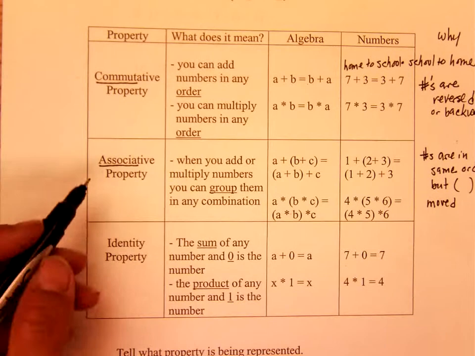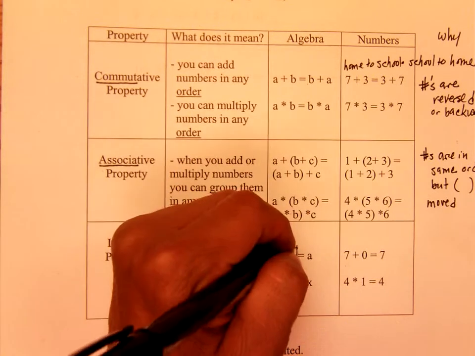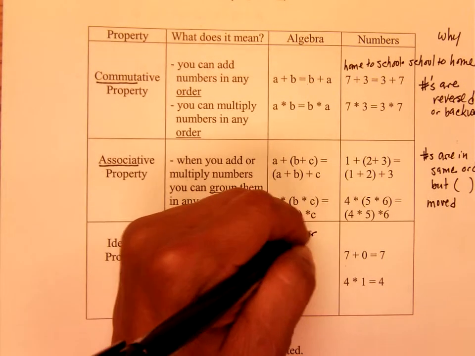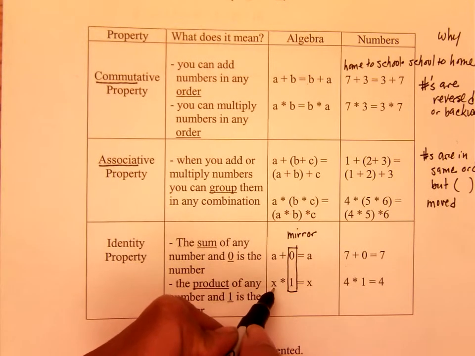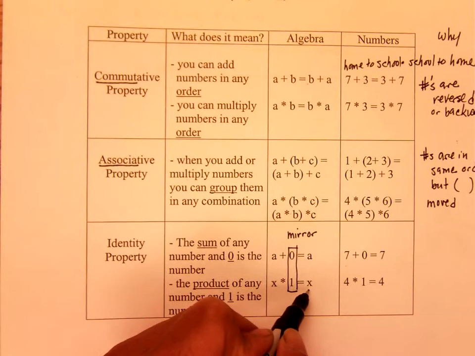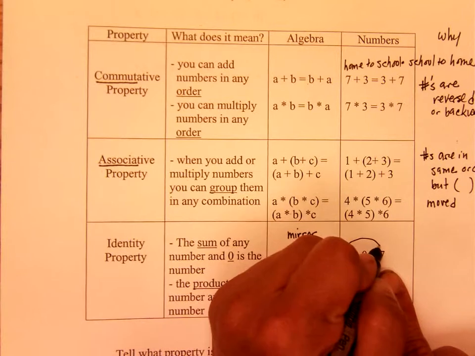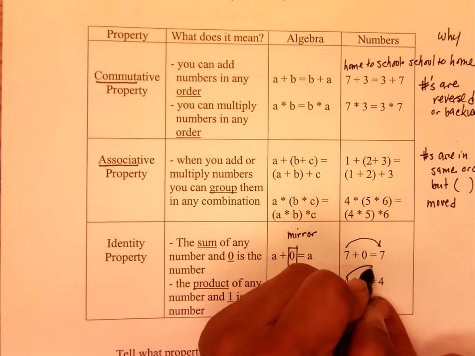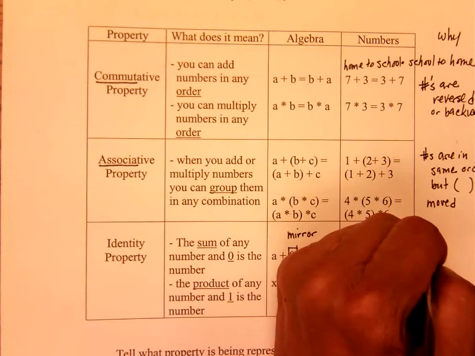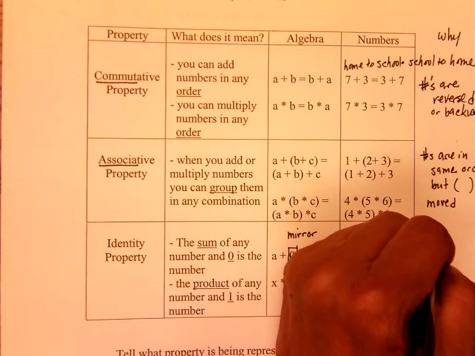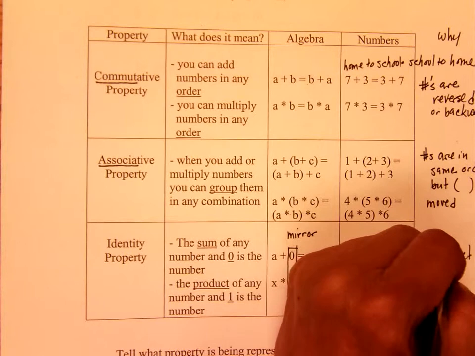Okay, identity. I always think of identity as being mirrors. So these right here are your mirrors. Because when you look in a mirror, what do you see? You usually see yourself. So A looks in a mirror and it sees A, and X looks in a mirror and it sees X. So 7 plus 0 is equal to 7, so 7 sees itself. And 4 times 1 sees itself, so it equals 4. So for your reasoning why is always, you get the same number.